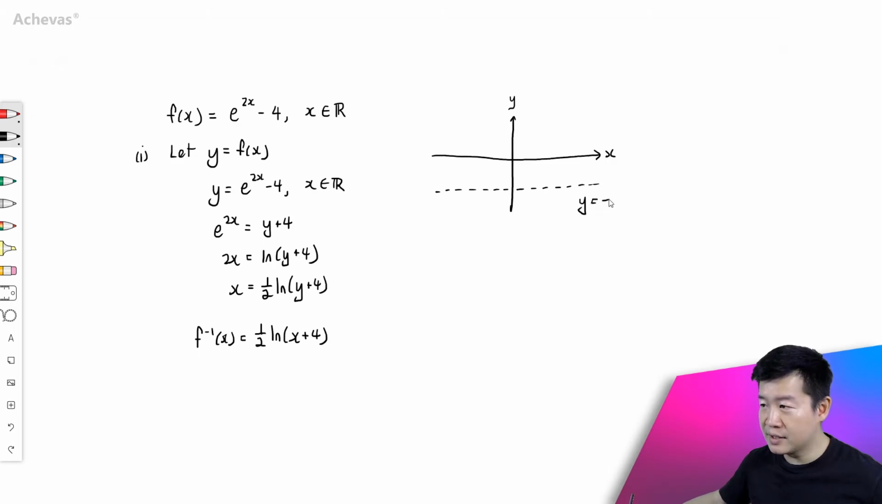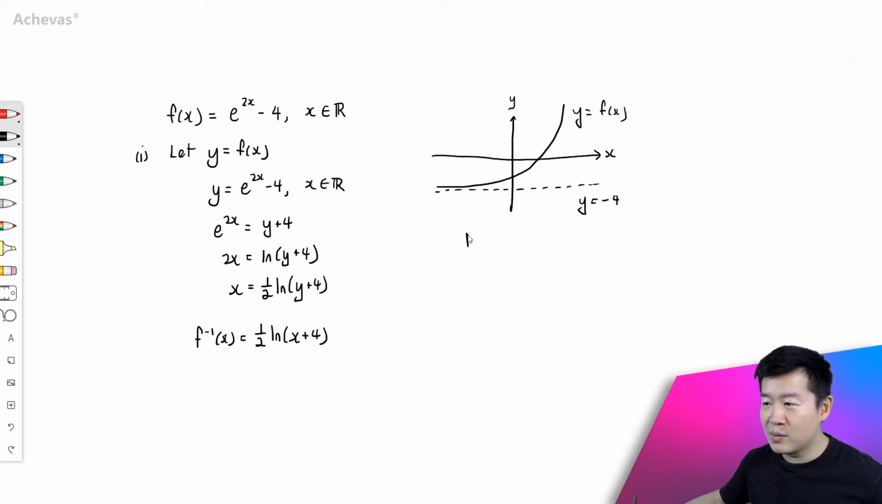We can either use our memory to draw this standard graph, or of course we can make use of our graphing calculator. The graph will look something like this. So this is the graph of y equal to f(x).